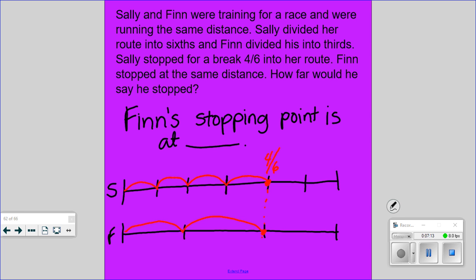Where did Finn stop on his line? Will? 2 thirds. Are 2 thirds and 4/6 equal distances? Yes. Are you sure? Because 4/6 sounds way bigger. They're equivalent. They take up the same amount of space.